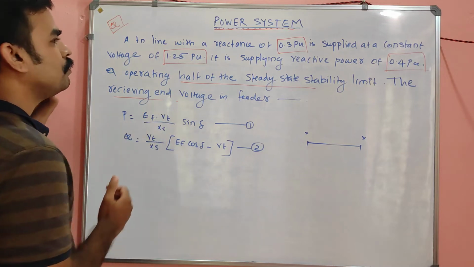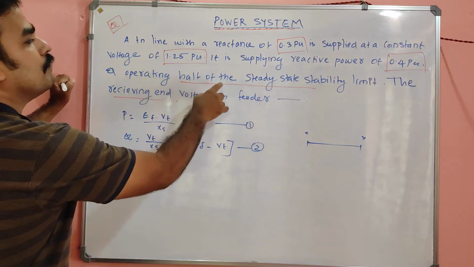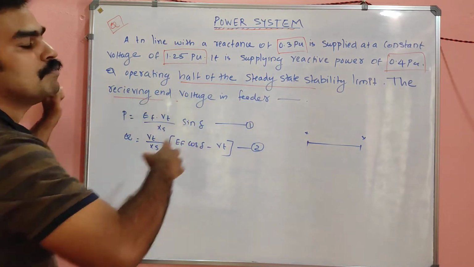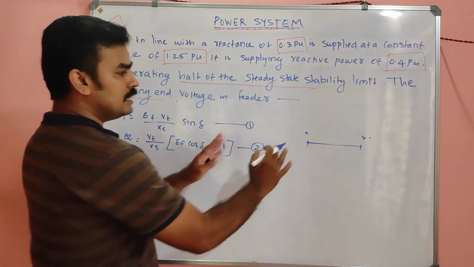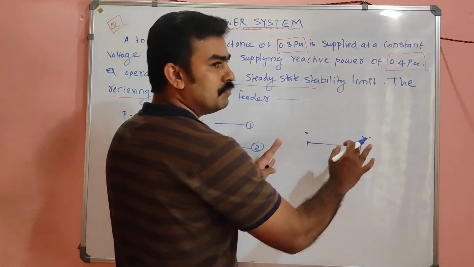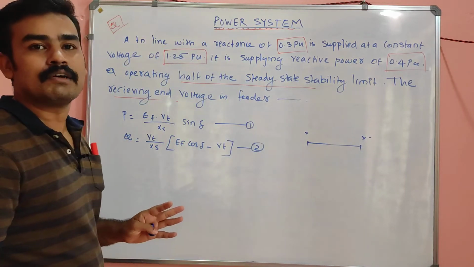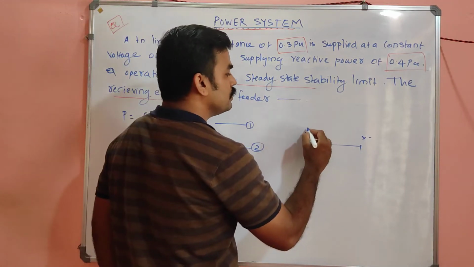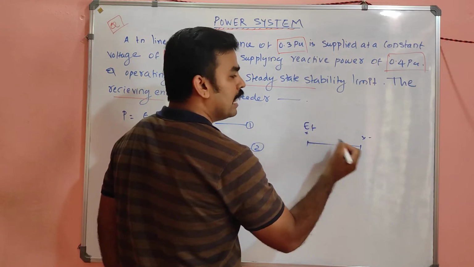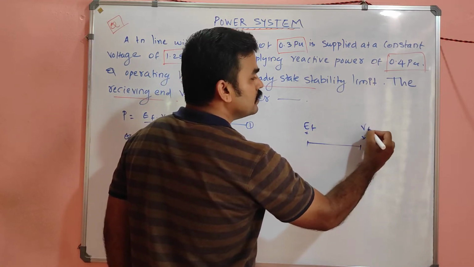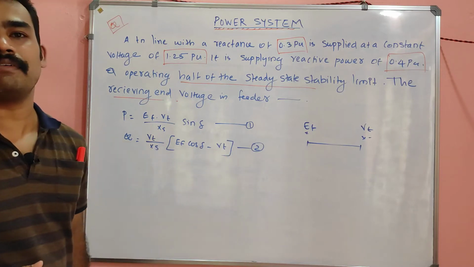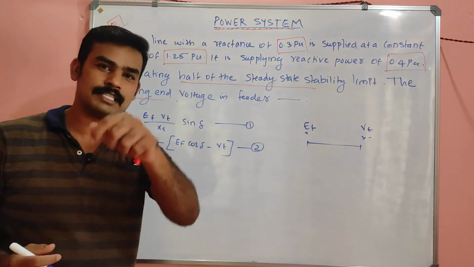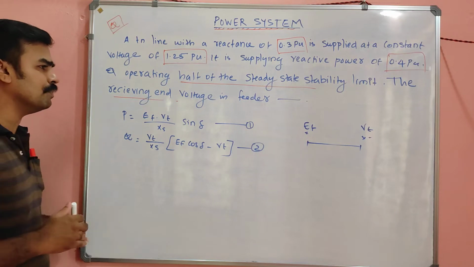So what we have to find is the receiving end voltage, when operating at half of the steady state limit. This feeder we can consider like a generator or alternator. It produces some voltage, let it be EF, and receives some voltage, the receiving end voltage Vt. So definitely we can apply this reactive power equation in the feeder concept also. That is the main thing you have to note.